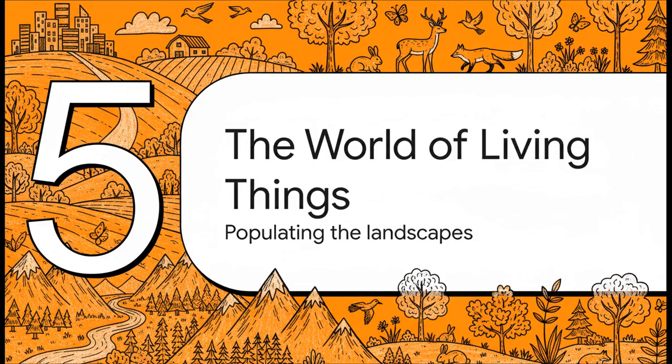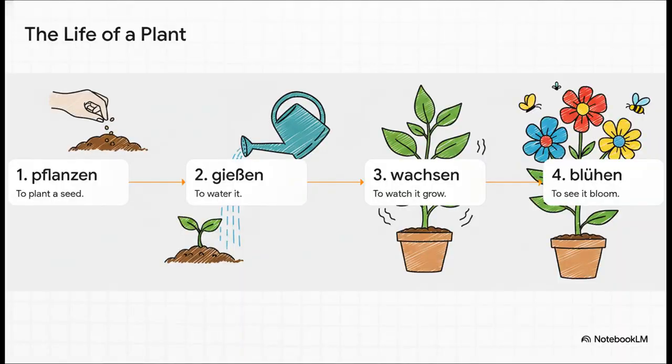So we've built the whole set, the cities, the countryside, the wild landscapes. Now it's time to bring it all to life by adding in the plants and animals. Let's tell a quick story of a plant's life with just 4 verbs. First, you pflanzen a seed. Then you have to gießen it with water. Pretty soon you'll see it begin to wachsen, to grow. And finally, the best part, you get to see it blühen, or bloom. See? From a tiny seed to a beautiful flower, those 4 verbs tell the entire story.